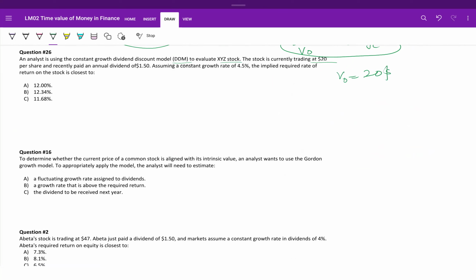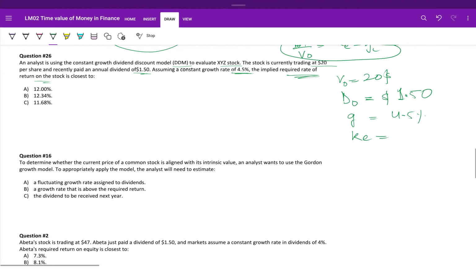It has recently paid an annual dividend of $1.50, assuming a constant growth rate of 4.5%. So the growth rate here is 4.5%, and the implied required return of the stock, KE, the cost of equity, we need to calculate.